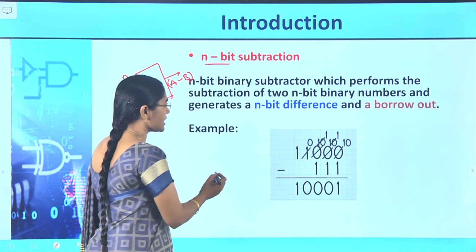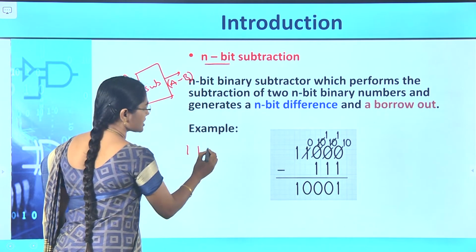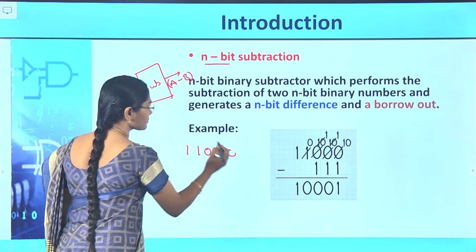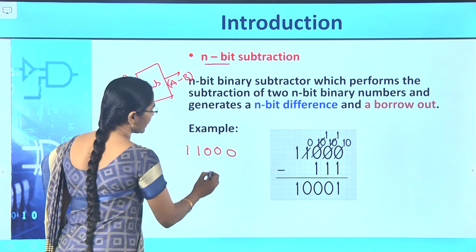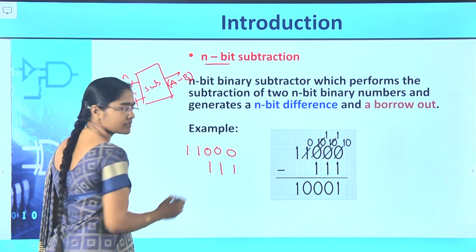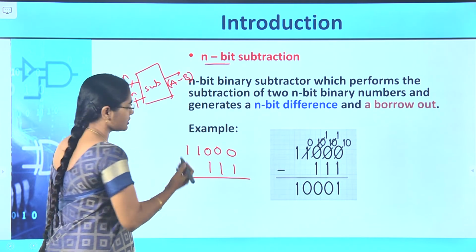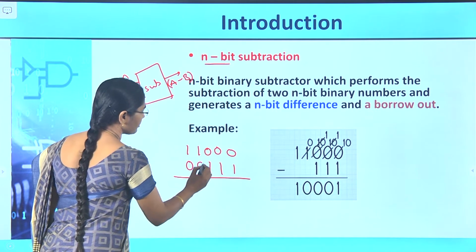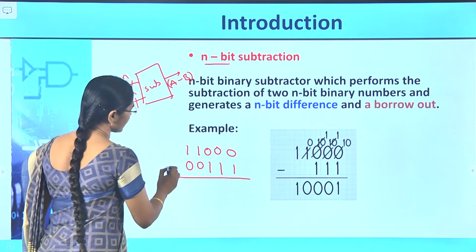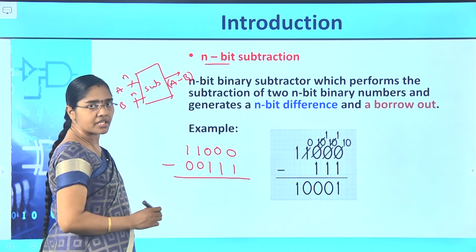So for example, here the numbers taken are 11000 minus 111. While doing the subtraction, it is easy if we take an equal number of bits, so take two zeros for the subtraction.